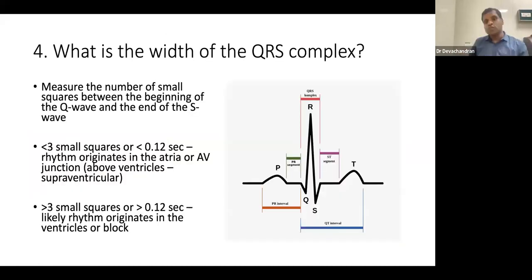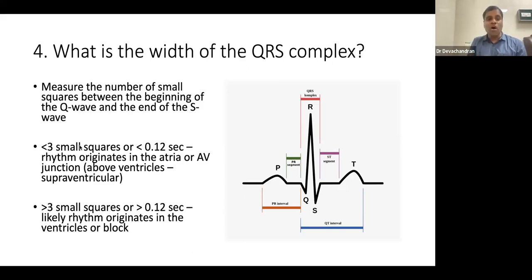Width of the QRS complex. So I mentioned already that if you have the speed set at 25 millimeter per second, then 5 boxes is 1 second, 1 box is 0.2 second. So within 1 box, there are 5 small squares and each square is 0.04 of a second. So you have to measure or count the number of small squares from the beginning of Q to the end of S. So from the beginning of Q here to the end of S is here. So that is the QRS complex, and find out how many small squares the QRS complex is occupying.